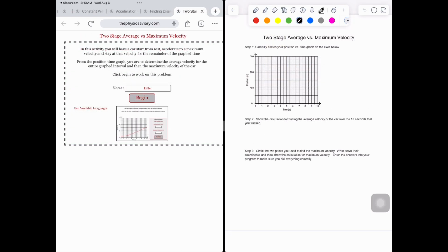Question number 6, two-stage average versus maximum velocity. In this activity, you will have a car start from rest, accelerate to a maximum velocity, and stay at that velocity for the remainder of the graph time. From the position time graph, you are to determine the average velocity for the entire graphed interval and then the maximum velocity of the car. Go ahead and enter your name and let's begin.